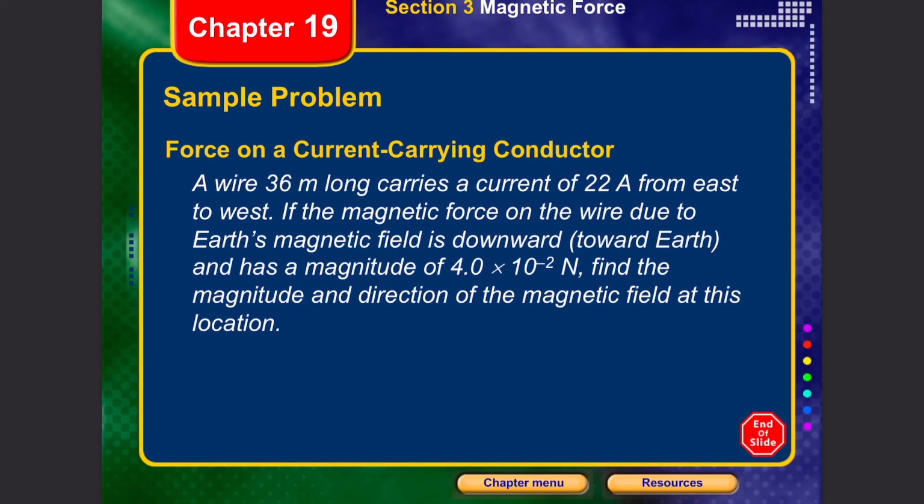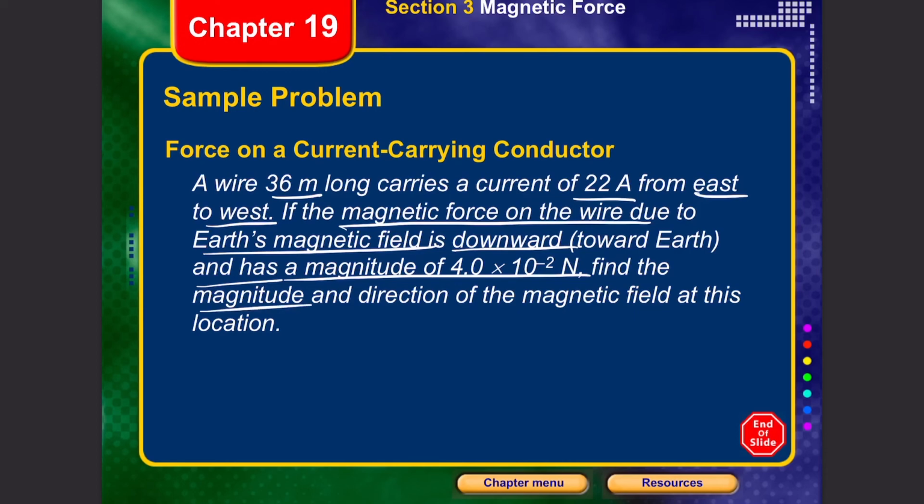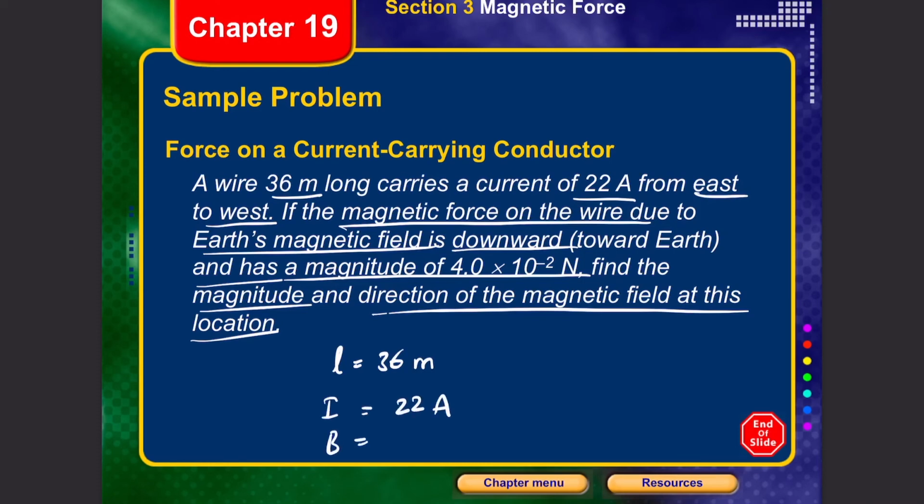So let's take an example problem. You have a wire 36 meters long carrying a current of 22 amps from east to west. So focus on the direction. If the magnetic force on the wire due to the Earth's magnetic field is downward towards the Earth and has a magnitude of 4.0 times 10 to the power negative 2 newtons, find the magnitude and the direction of the magnetic field at that location. So you have the length of the wire, 36 meters, the current, 22 amps, and the force, 4.0 times 10 to the power negative 2 newtons.